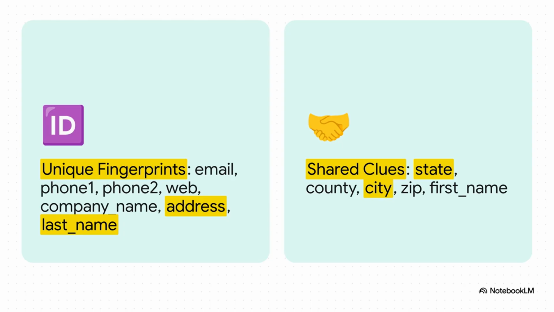On the left, we have what I'm calling unique fingerprints, things like email addresses and phone numbers. For these 500 people, pretty much every one of these is unique. But on the right, we've got shared clues, things like the state they live in, the county, the city, even first names. Lots of people share these details, and that's our opening.